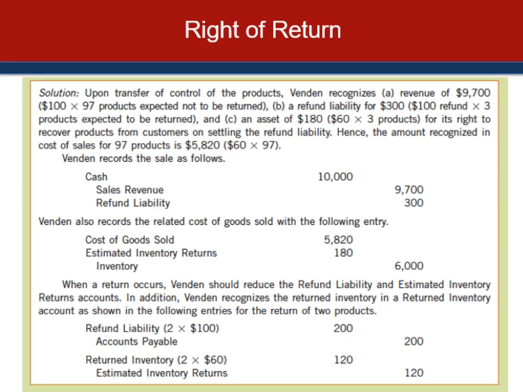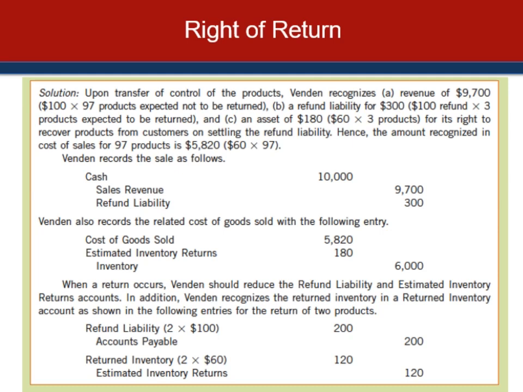The refund liability is $300. Their estimated inventory returns is $180. So the transaction gets recorded as shown. We received cash of $10,000, of which we record $9,700 as sales revenue and $300 as sort of unearned revenue, a refund liability in the future. They also recorded the cost of goods sold. $5,820 of the $6,000 of inventory they gave up represents the cost of the recognized sales revenue of $9,700, but the estimated inventory returns are $180, so it's not entirely an obligation. There's an obligation offset by the right to receive the inventory in return.